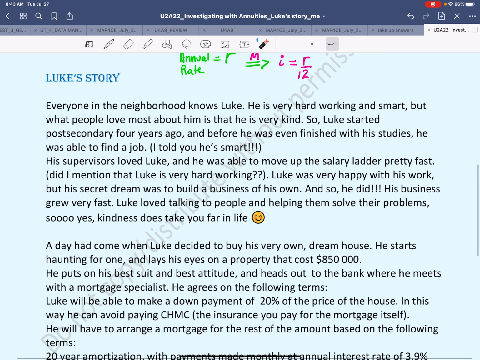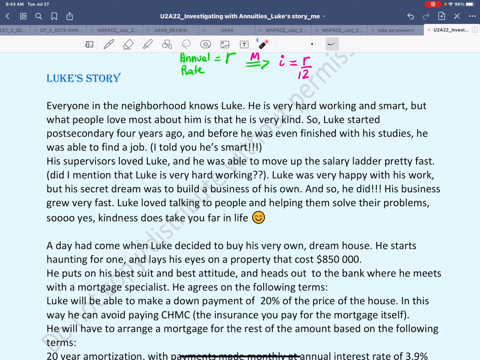So everyone in the neighborhood knows Luke. He's very hardworking and smart. But what people love most about him is that he's very kind. So Luke started post-secondary 4 years ago, and before he was even finished with his studies, he was able to find a job. So I told you he's smart. His supervisors loved Luke, and he was able to move up the salary ladder pretty fast. Did I mention that Luke is very hardworking?